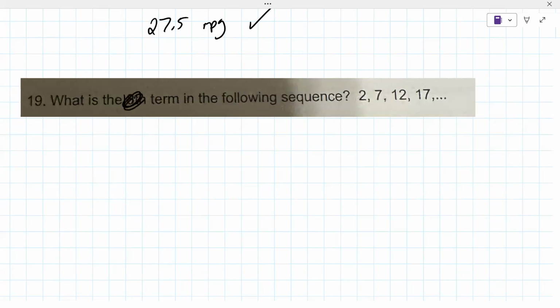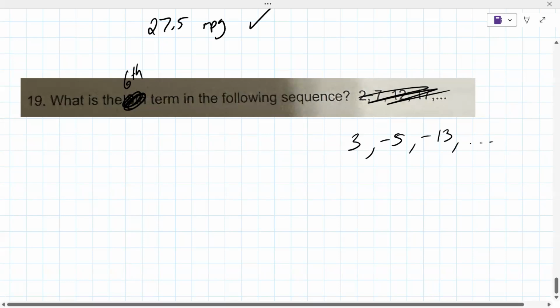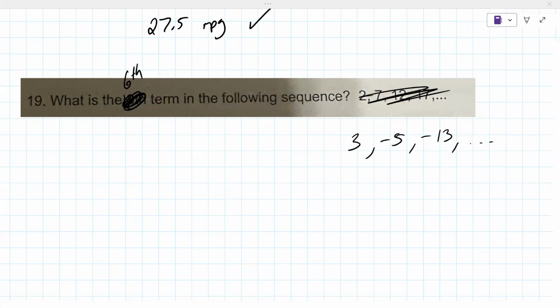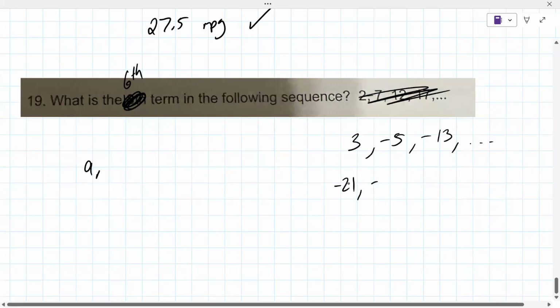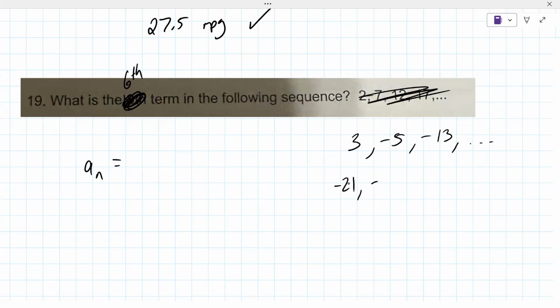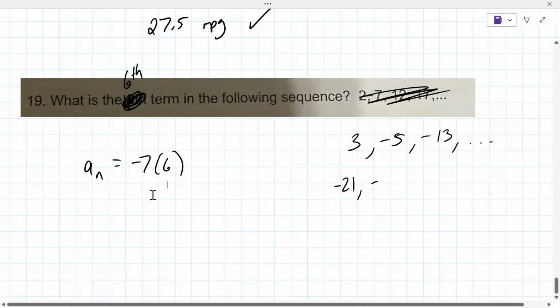Okay, let's say I ask you for the sixth term of 3, minus 5, comma, minus 13, comma, and so on. Negative 42. And did you just write out a bunch of terms? What formula did you get then for it? Negative 7 times 6. For your formula? Yeah. Okay. How did you come up with that?